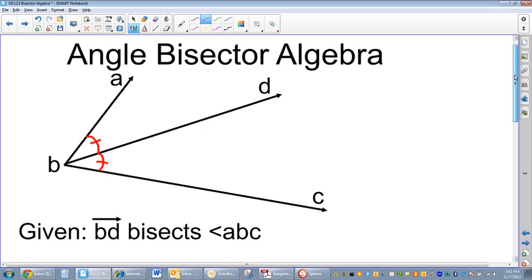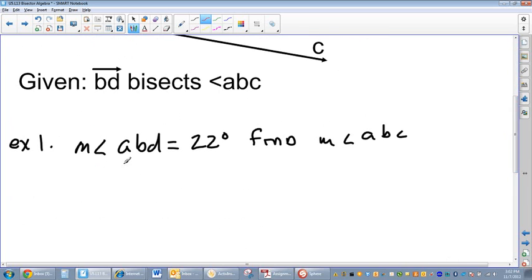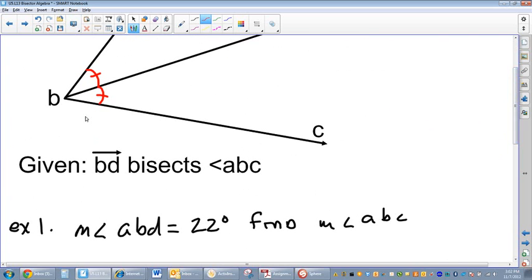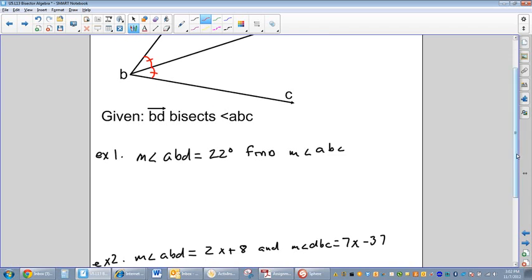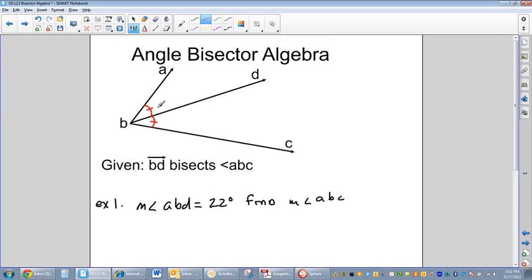So, if I told you that the measure of angle ABD was 22, can you please click in the value for ABC? So if ABD is 22, what is ABC? ABD is 22. What is ABC? Don't forget, this is being bisected. It's being bisected. You're clicking your answer in.